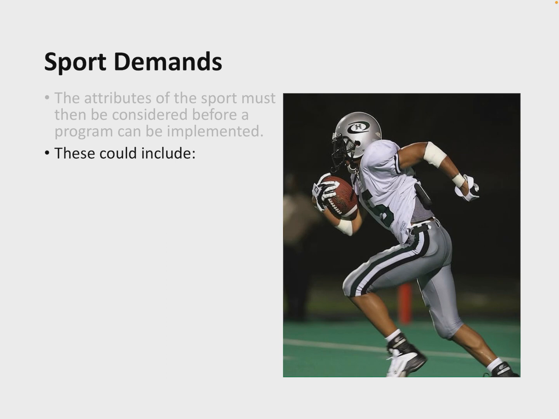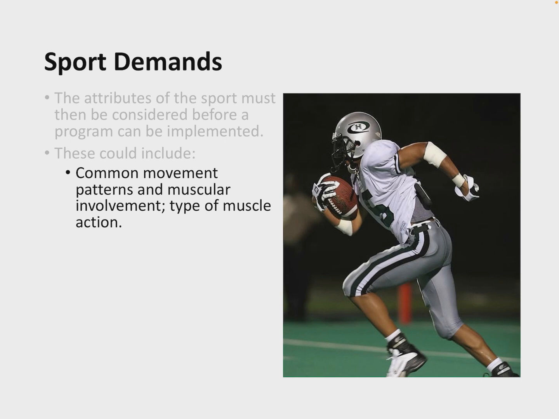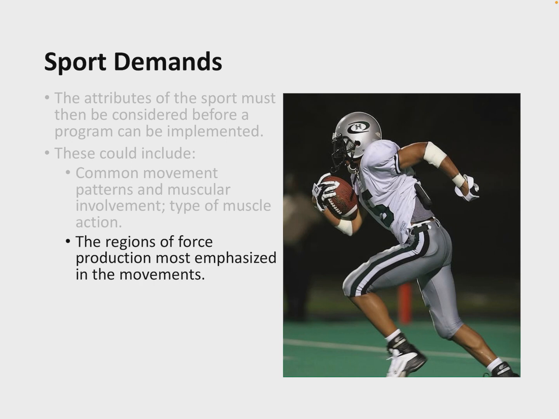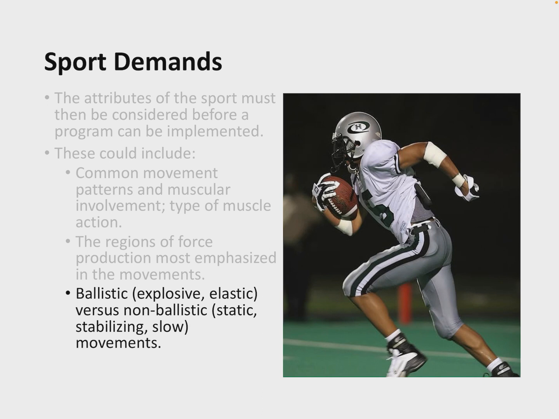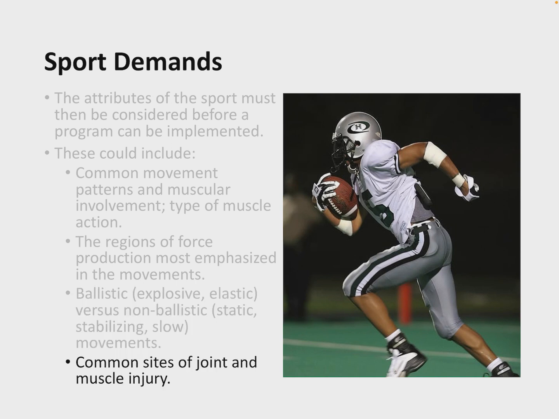And these attributes can include common movement patterns and muscular involvement, types of muscle actions, the regions of force production most emphasized in the movements. And you can see in this image with the football player, you can see his knee flexion and hip flexion. And you can look at the back leg and you can see where his back leg is pushing off and producing that force. It also includes ballistic, including explosive or elastic, versus non-ballistic or static, stabilizing, and slow movements. So a wrestler, for example, might need to produce force more statically compared to a defensive back in football that would need to produce force more ballistically. We also want to consider common sites of joint and muscle injury. So we might need to do some training to try and make those areas stronger or more resistant to injury.